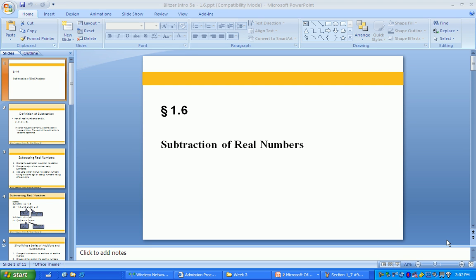Okay everybody, we're going to go ahead and talk about section 1.6, and the subject is subtraction of real numbers. There's some particular rules that we need to pay attention to, especially when we start getting into subtracting and adding negative and positive numbers. So we're going to go through these slides, and after the slides I'm going to work a couple of examples from the actual homework set, and hopefully you can follow along.